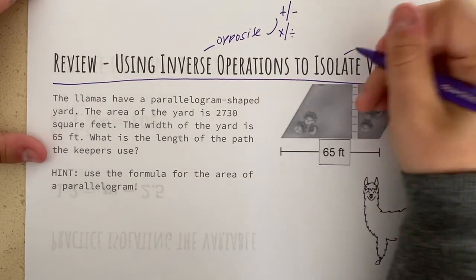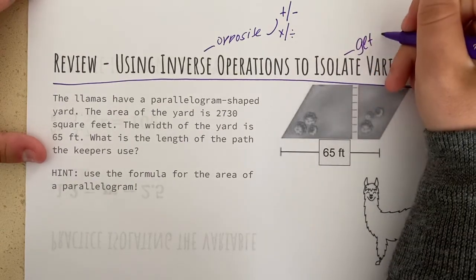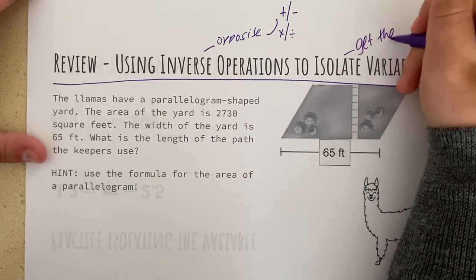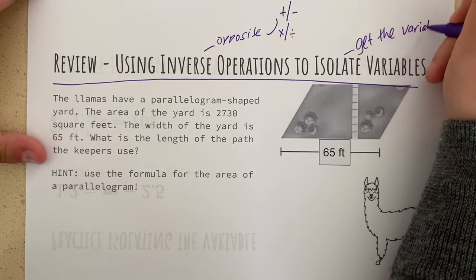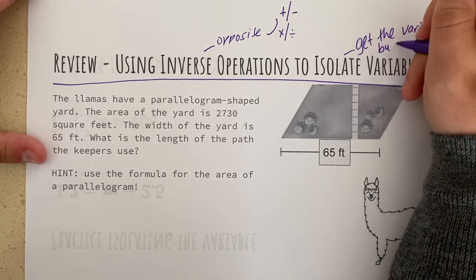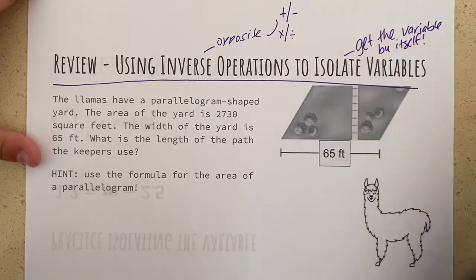Isolate means to get the number or the variable, I should say, by itself. So it wants to be all alone.